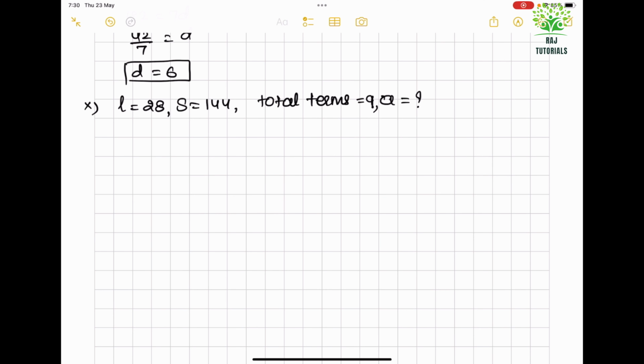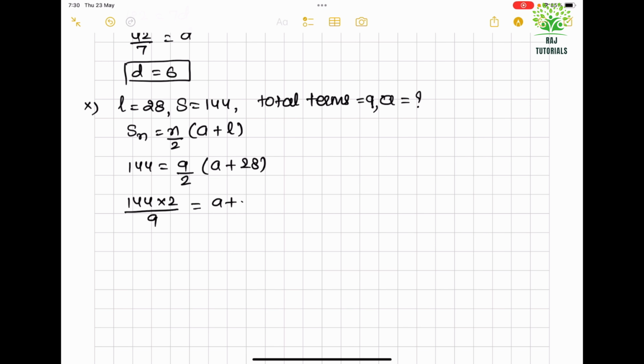Now here I am given L equal to 28, S equal to 144 and there are total 9 terms. A I have to find. So I can directly use the formula Sn equal to n by 2 into A plus L. So Sn is 144, n is 9 by 2 into A, I don't know, L is 28. So 144 into 2 by 9 will be equal to A plus L. I can say 32 minus 28 equal to A. So A equal to 4.